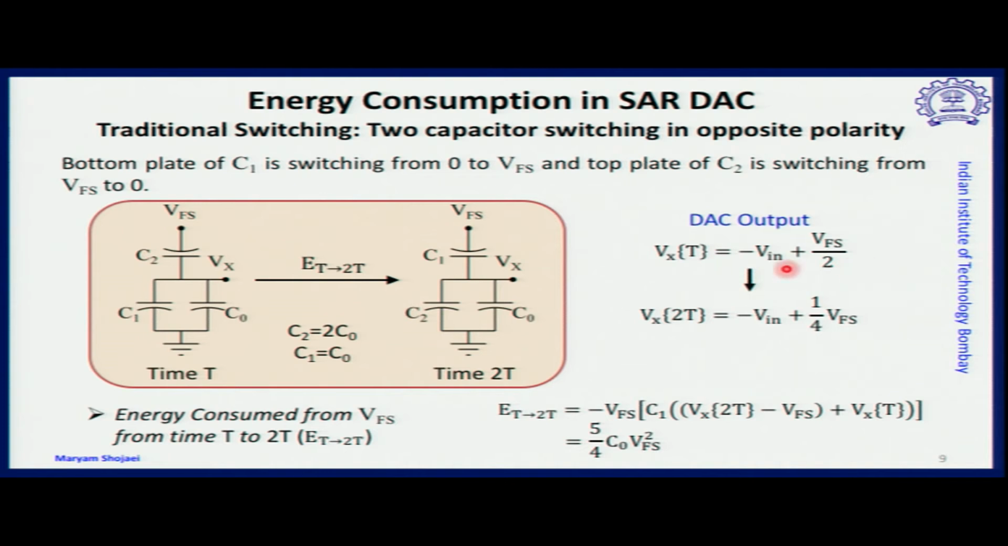As we move from the V full scale by 2 reference level, which corresponds to time t, to the reference level of 1/4 V full scale, which corresponds to time 2t, we have an energy consumption of 5/4 C0 V full scale square. The derivation of the energy consumption was explained in the previous module of this series of lectures. This energy consumption is not optimal and can be reduced. It is interesting to see how we can reduce it. This is the traditional standard switching till now.